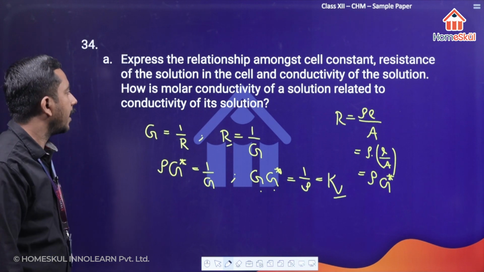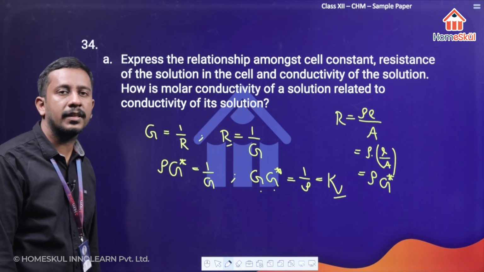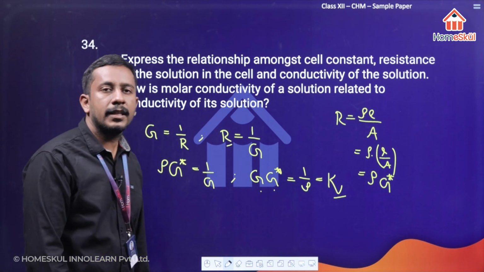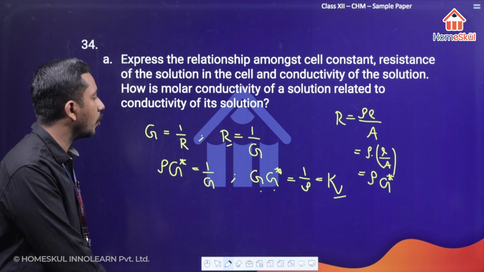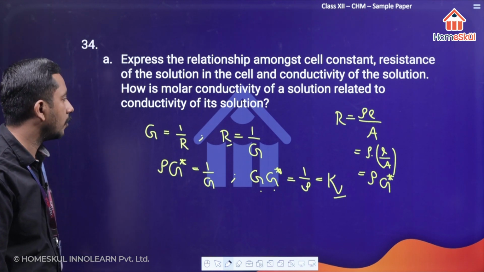So that is the first part. In the second part, it is asked how molar conductivity and conductivity of a solution are related. We know that the molar conductivity of a solution is the conductivity of a solution having unit concentration. So if you want to find the molar conductivity, we just have to divide the conductivity by the concentration of the solution.